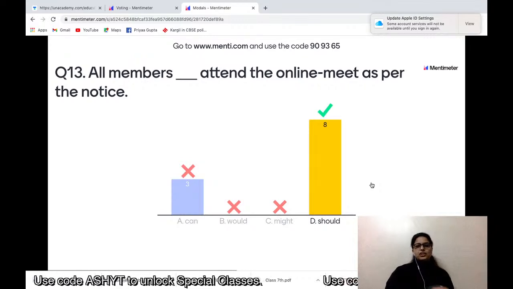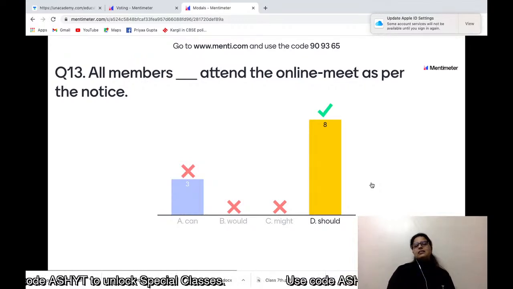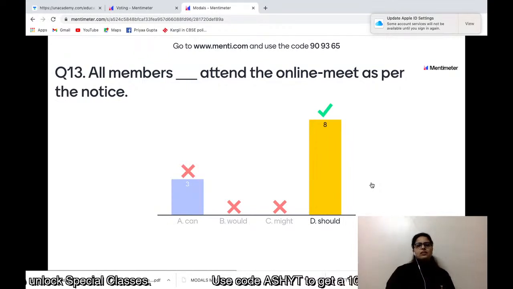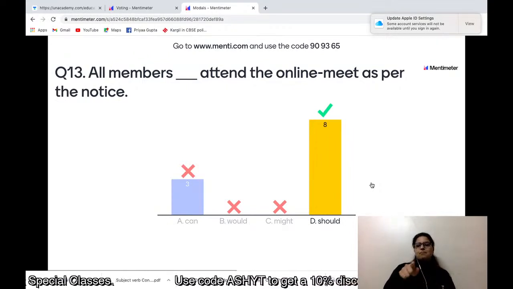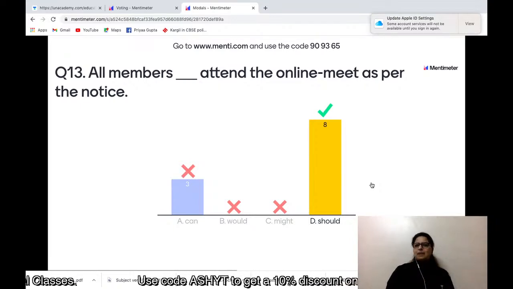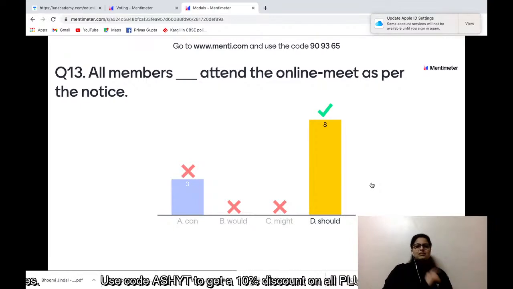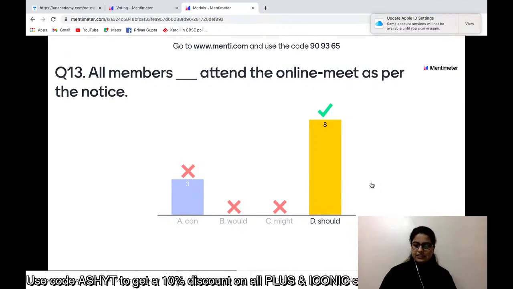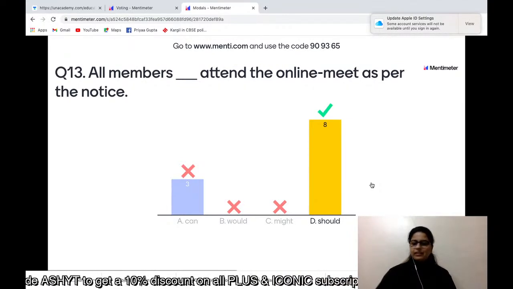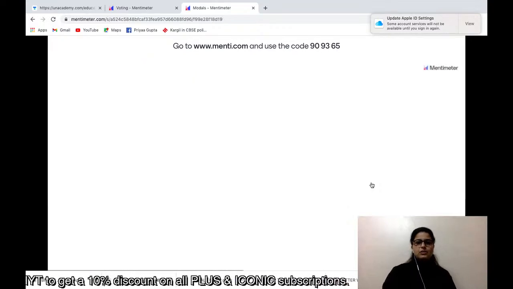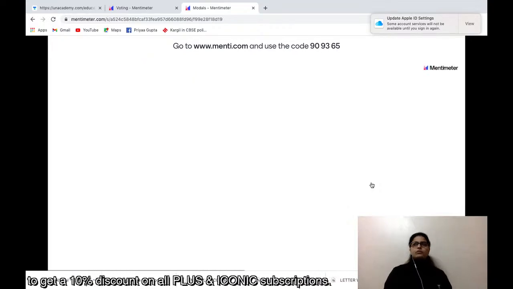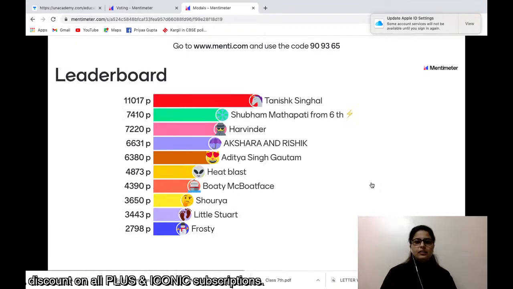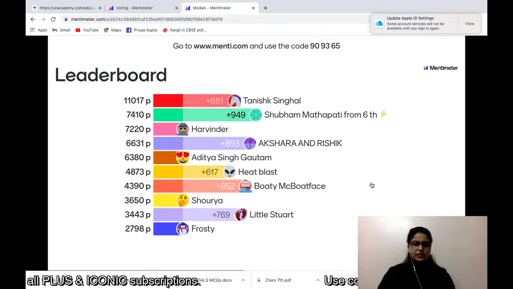You're giving a suggestion. Let's just say this sentence is coming from a boss. Let's just say this is a guideline coming from a boss. Then I think if option must would have been there, it would have made more sense. All members must attend the online meet as per the notice. It's compulsory. Right, D is the right answer. Data Patil, please don't write answers in the chat box. You have the Mentimeter for the same. Choose the option here. Okay, scoreboard is here on the screen.